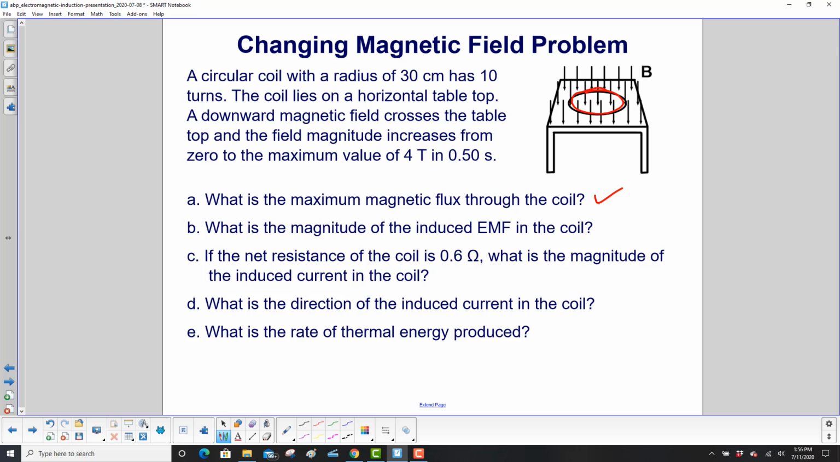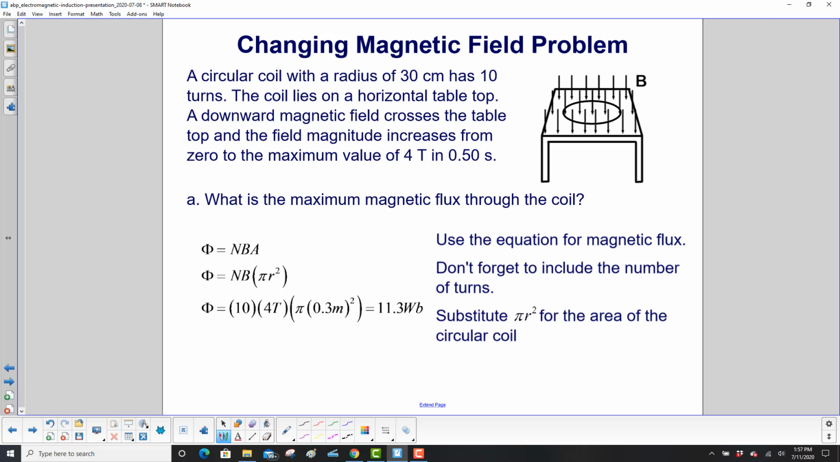What is the magnitude of the induced EMF in the coil? Then the coil has a net resistance of 0.6 ohms. What is the magnitude of the induced current in the coil? What is the direction of the induced current? And that'll be a Lenz's law issue. What is the rate of thermal energy produced?